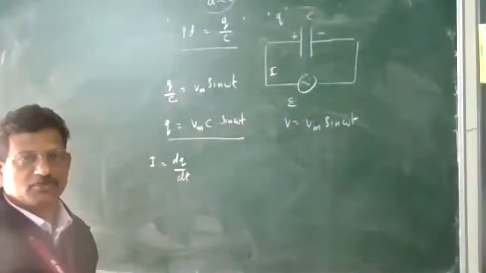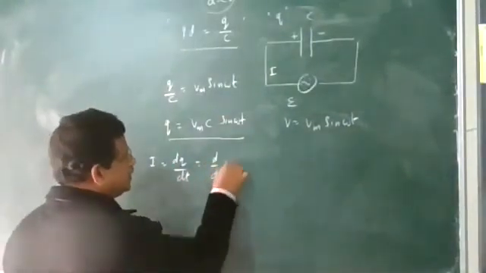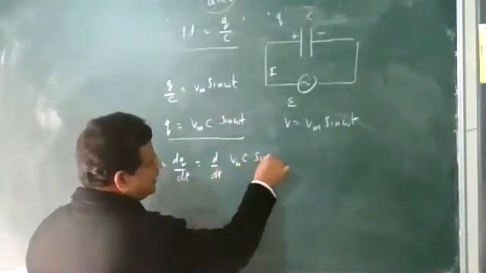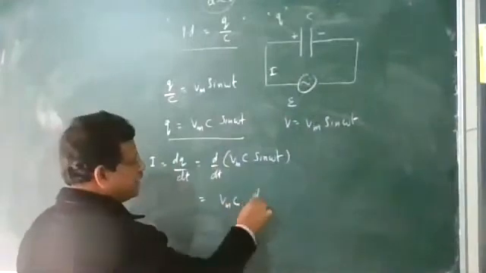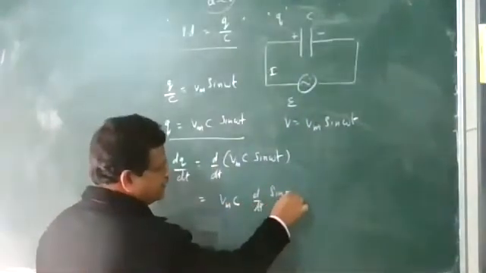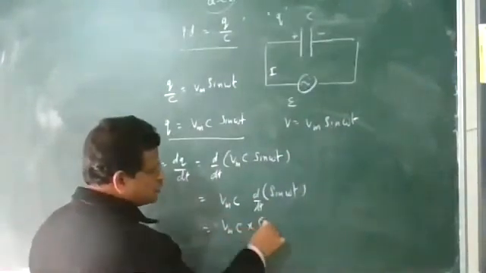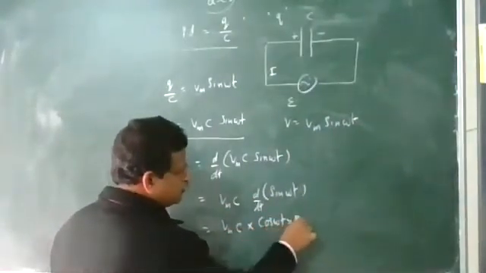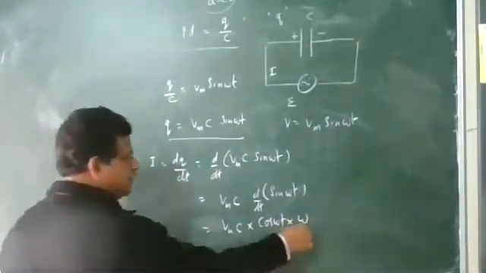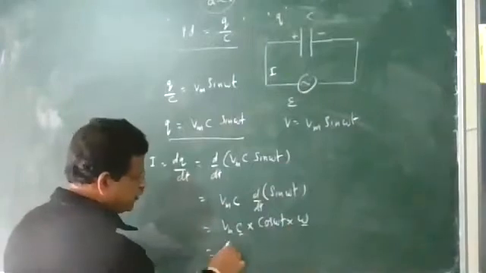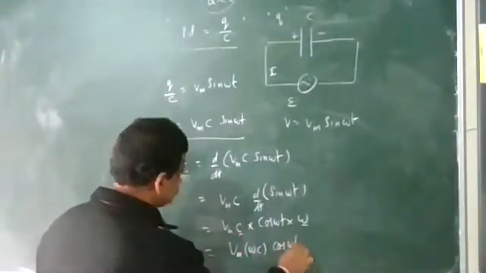The charge is a function of time, and the current is its differential. This is equal to d by dt of Vm C sin omega t. Vm C is taken outside, so we have d by dt of sin omega t. The derivative of sin omega t is cos omega t into omega. This omega is in connection with C, so we write it as Vm omega C cos omega t.